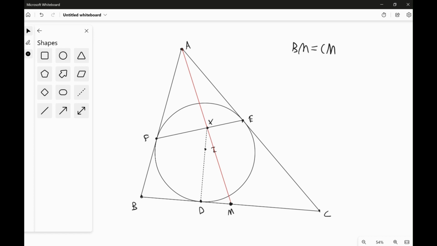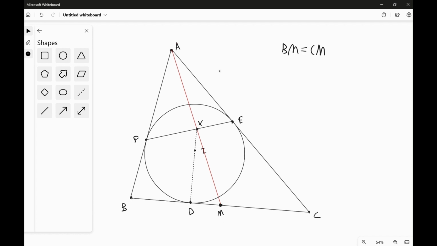So how could we go about proving this? Well, we don't really know much about BC, or CM for that matter. So I feel like we should just keep things in the realm of X. Why not? So if we want to map M to X, mapping makes us think of homothety. So we can draw a parallel line here through X. There we go. And it intersects at B prime and then C prime.